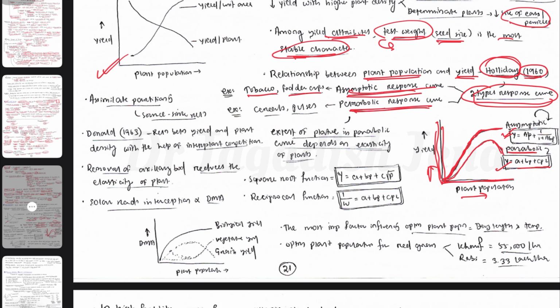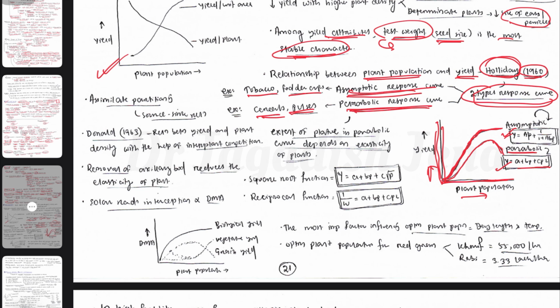Then the parabolic response curve is shown where the grain or fruit is the economic part, like cereals and pulses. There, if we increase the plant population, the yield will increase up to a certain point or plateau, then it will decrease and fall.